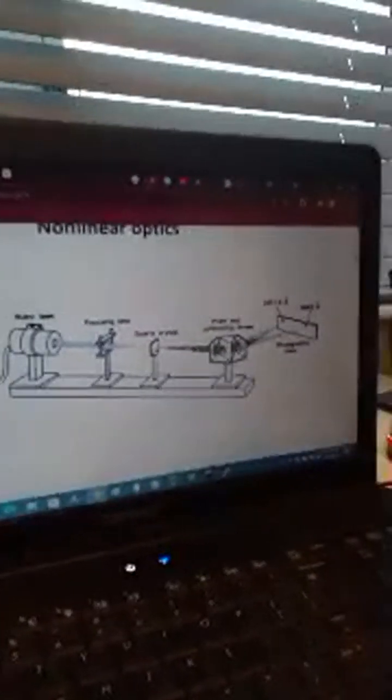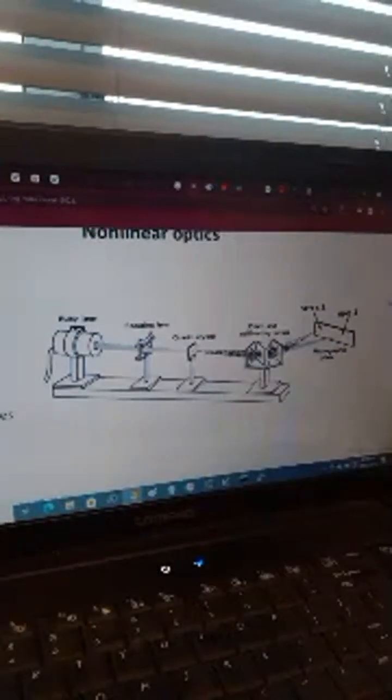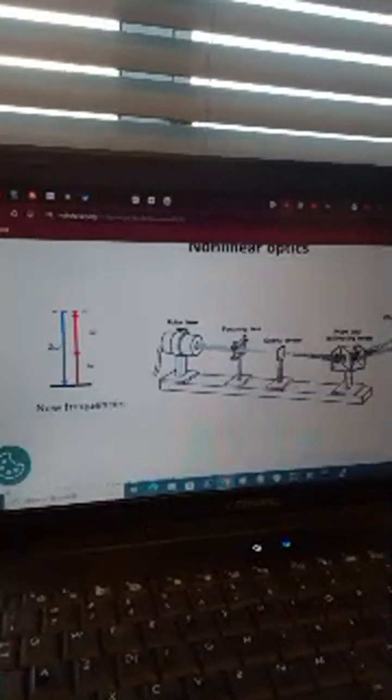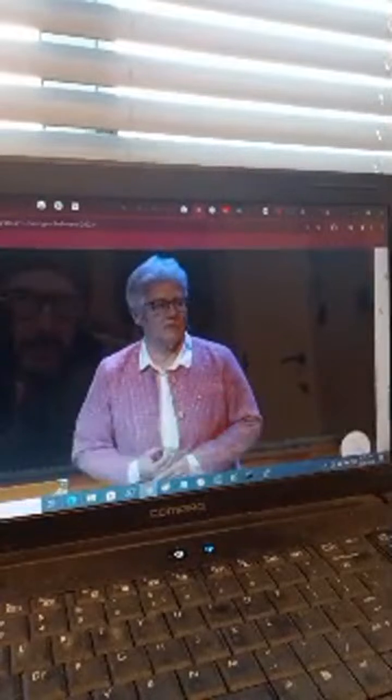And you see a ruby laser, which is focused by a lens into a material, and our experiment will look very much the same. And then the radiation is analyzed by a prism and detected by a detector. In this process, an atom absorbs 2 photons, it's a nonlinear optical process, and emits a photon at frequency 2 omega. This is second harmonic generation, the first nonlinear optical process that was discovered.